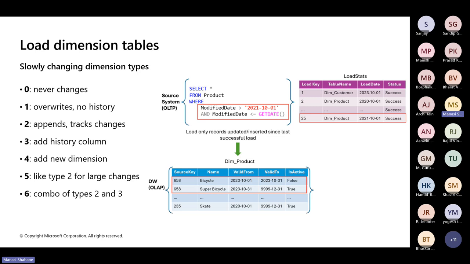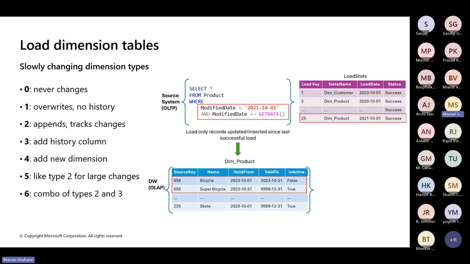Type 2 is where it will append the change, so you can track the data. It will have an additional column, like a flag, which will state true or false. True means this is the latest data, and false means it is the older data. So this is how SCD type 2 works.